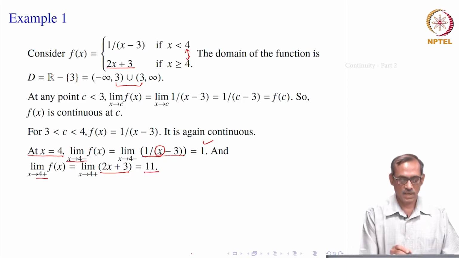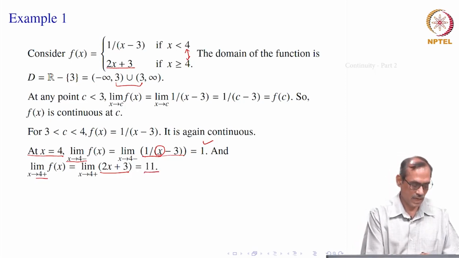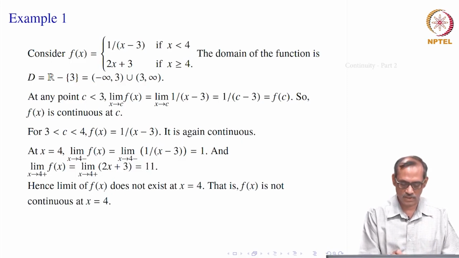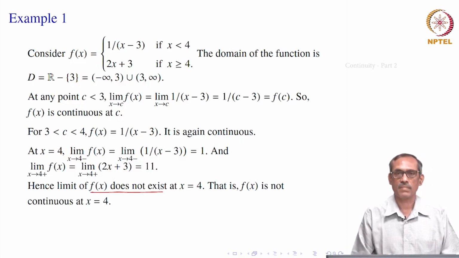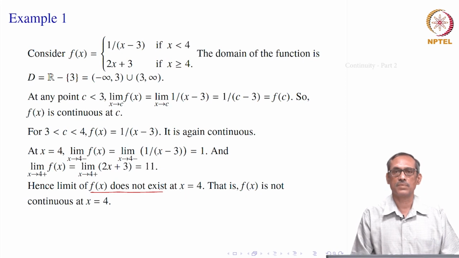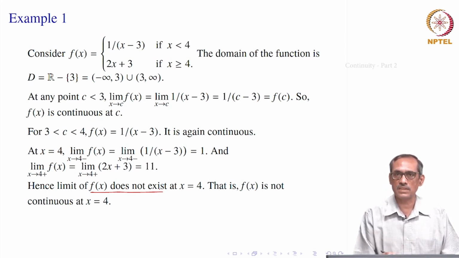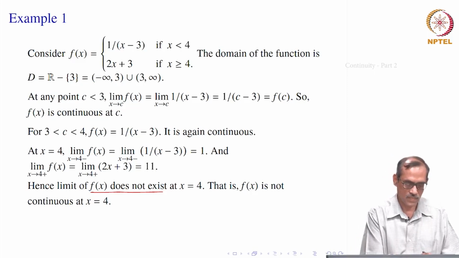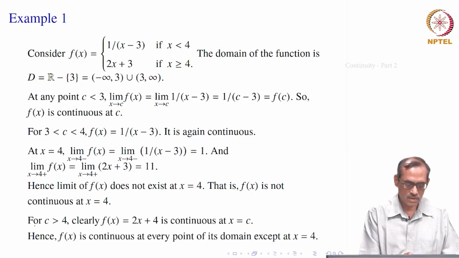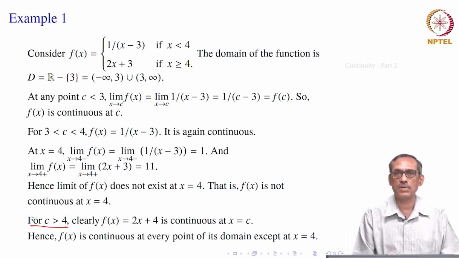So, that means the limit as x goes to 4 does not exist at x equal to 4. So, since the limit does not exist, it is not continuous at x equal to 4. Okay. What about at any point which is bigger than 4?